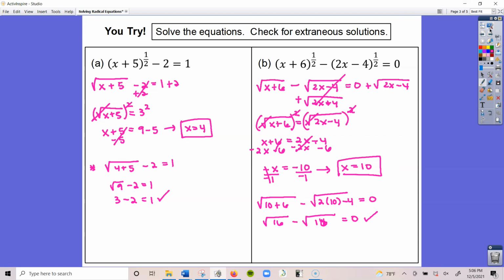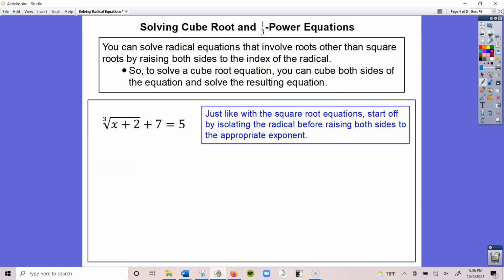Now, let's have a look at cube root equations. A cube root equation is just like a square root equation, except instead of square root, it's now cube root. So we're still going to start off an equation like this in the same way that we start off square root equations, which is to isolate that radical. So I'm going to subtract the 7 here to get that radical by itself. So I get the cube root of x plus 2 is equal to negative 2.